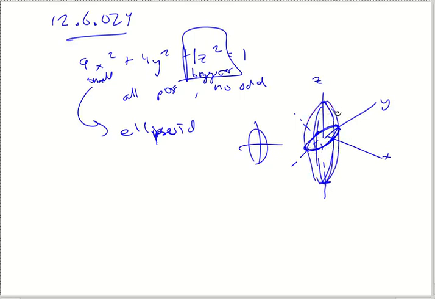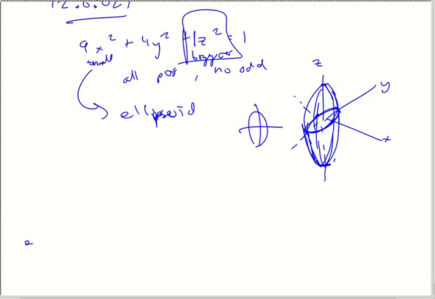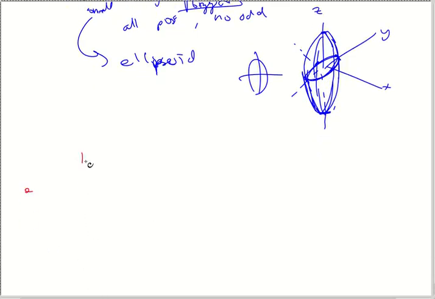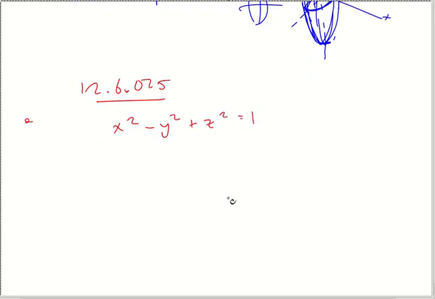But essentially what you're doing is drawing a football, so there's your football. Okay, I want red. Next one, 12.6.0.25: x squared minus y squared plus z squared equals 1. Again, you can go back to that template, but notice who's your odd man out? That's your odd man out right there, the only one with a minus sign.